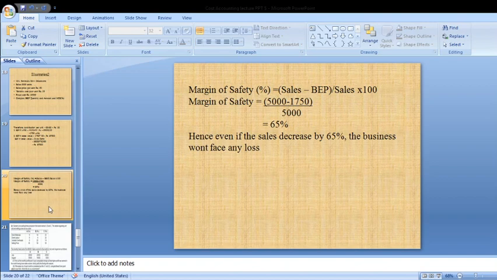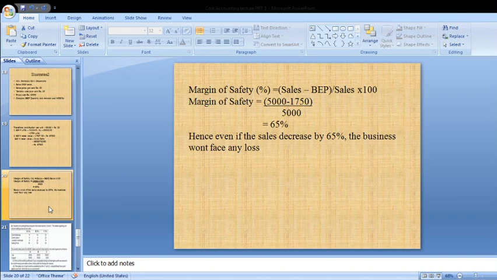They have given a sales figure, so compute the margin of safety percentage. Now, this is their sales level, and what you require is only 1750. So the difference between 5,000 minus 1750 is their MOS, and you convert it into a percentage. So margin of safety is 5,000 minus 1750 divided by their current sales, which is 5,000.